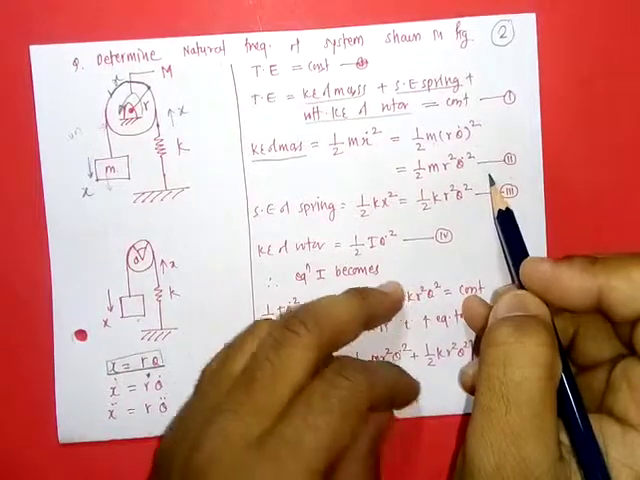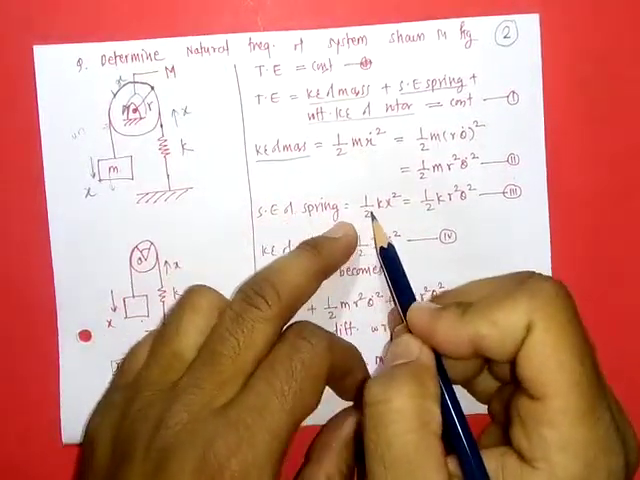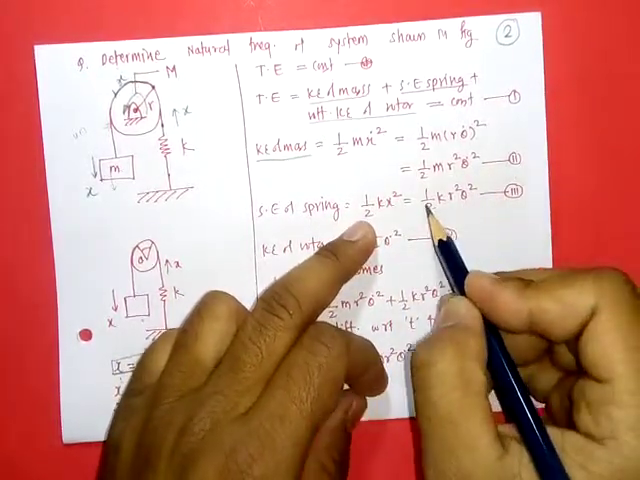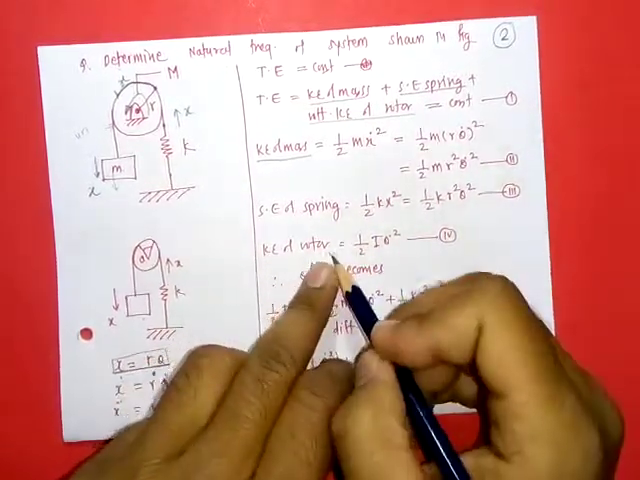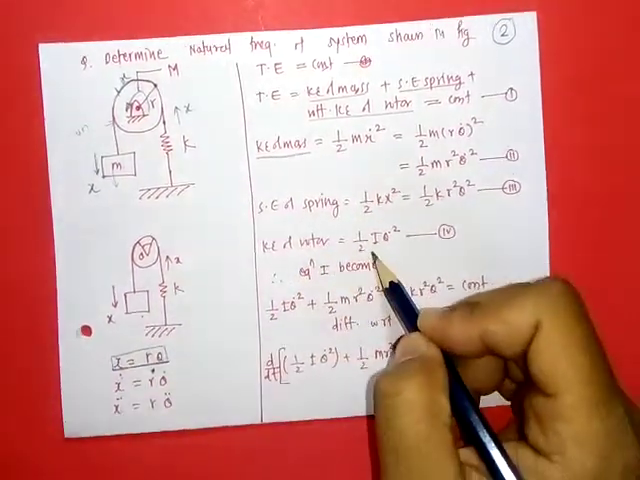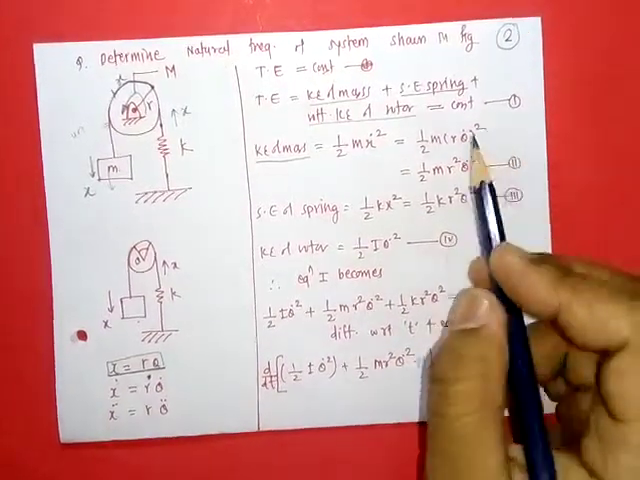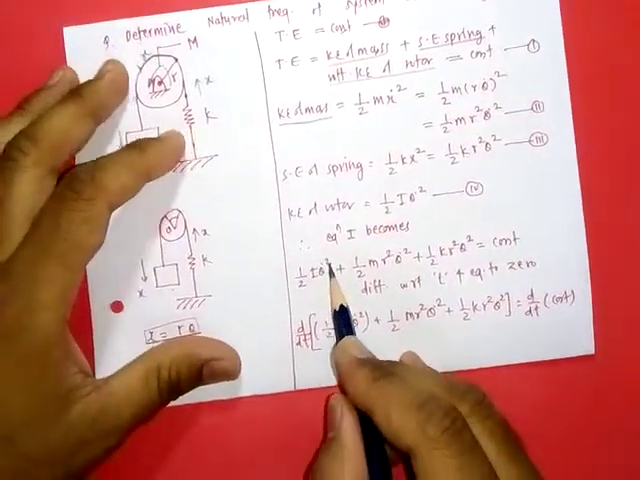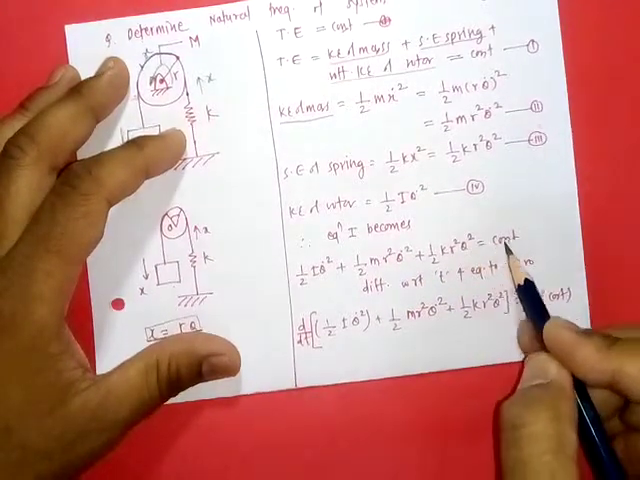Next, the strain or potential energy of the spring is equal to 1/2 k x squared. Again x is equal to r theta, and the expression becomes 1/2 k r squared theta squared. This is the second equation. Then the kinetic energy of the rotor, the rotary kinetic energy, is equal to 1/2 I theta dot squared. Putting these values in equation 1, we get 1/2 I theta dot squared plus 1/2 m r squared theta dot squared plus 1/2 k r squared theta squared is equal to constant.